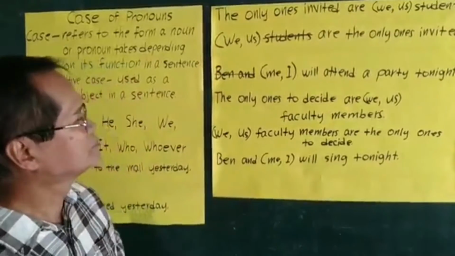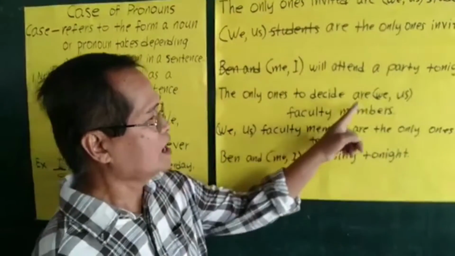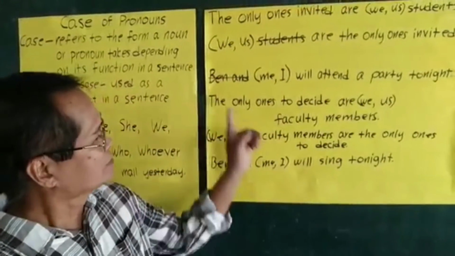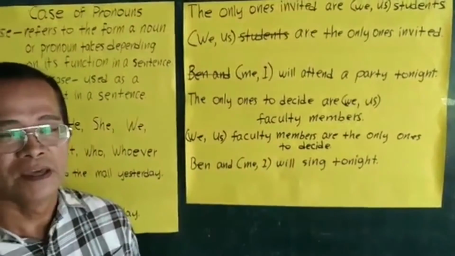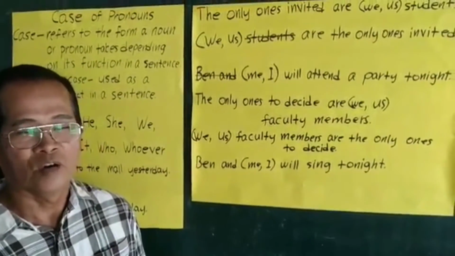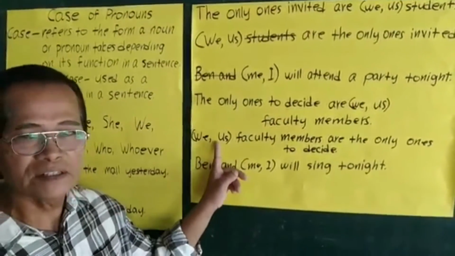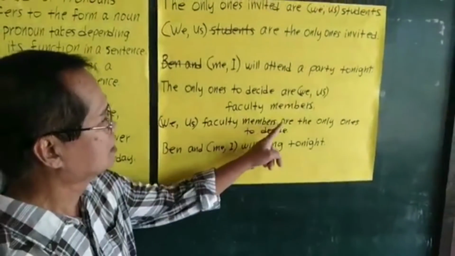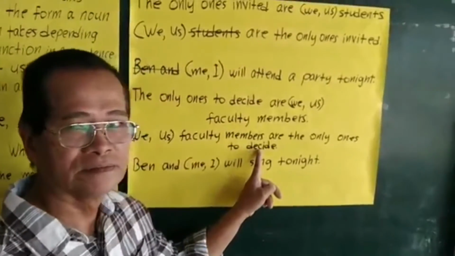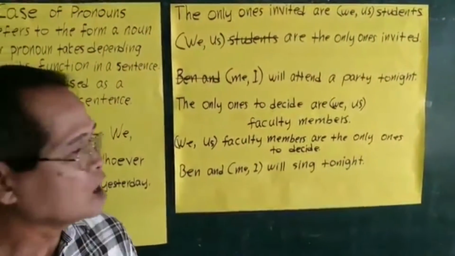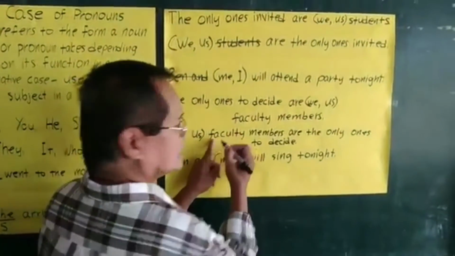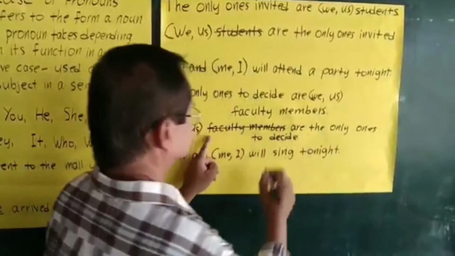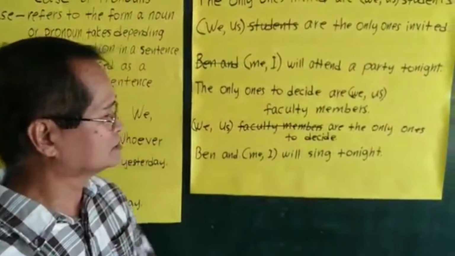Alright, next example: The only ones to decide are we as faculty members. Now, this sentence is written in inverted manner, or reverse. So, we need to rewrite it in normal order like this one: We as faculty members are the only ones to decide. Now, we are going to disregard the appositive, faculty members, and then read the sentence.